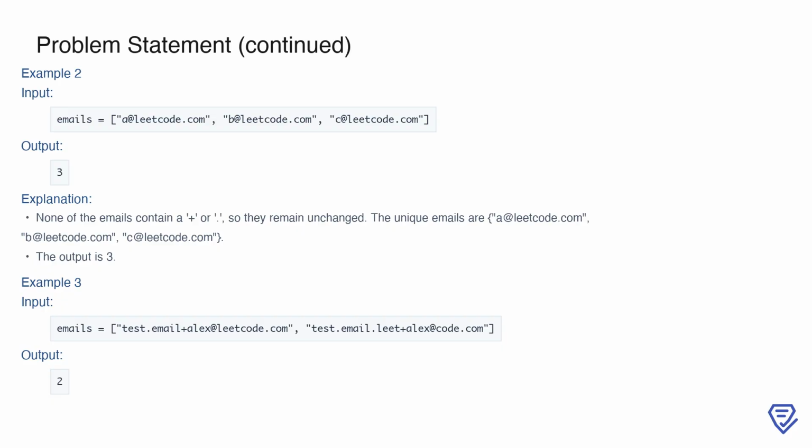Now taking a different scenario, if the input is test.email+alex@leetcode.com and test.email.leet+alex@code.com, the first email normalizes to testemail@leetcode.com, while the second becomes testemail@code.com. These two are distinct, so the output in this case is 2.